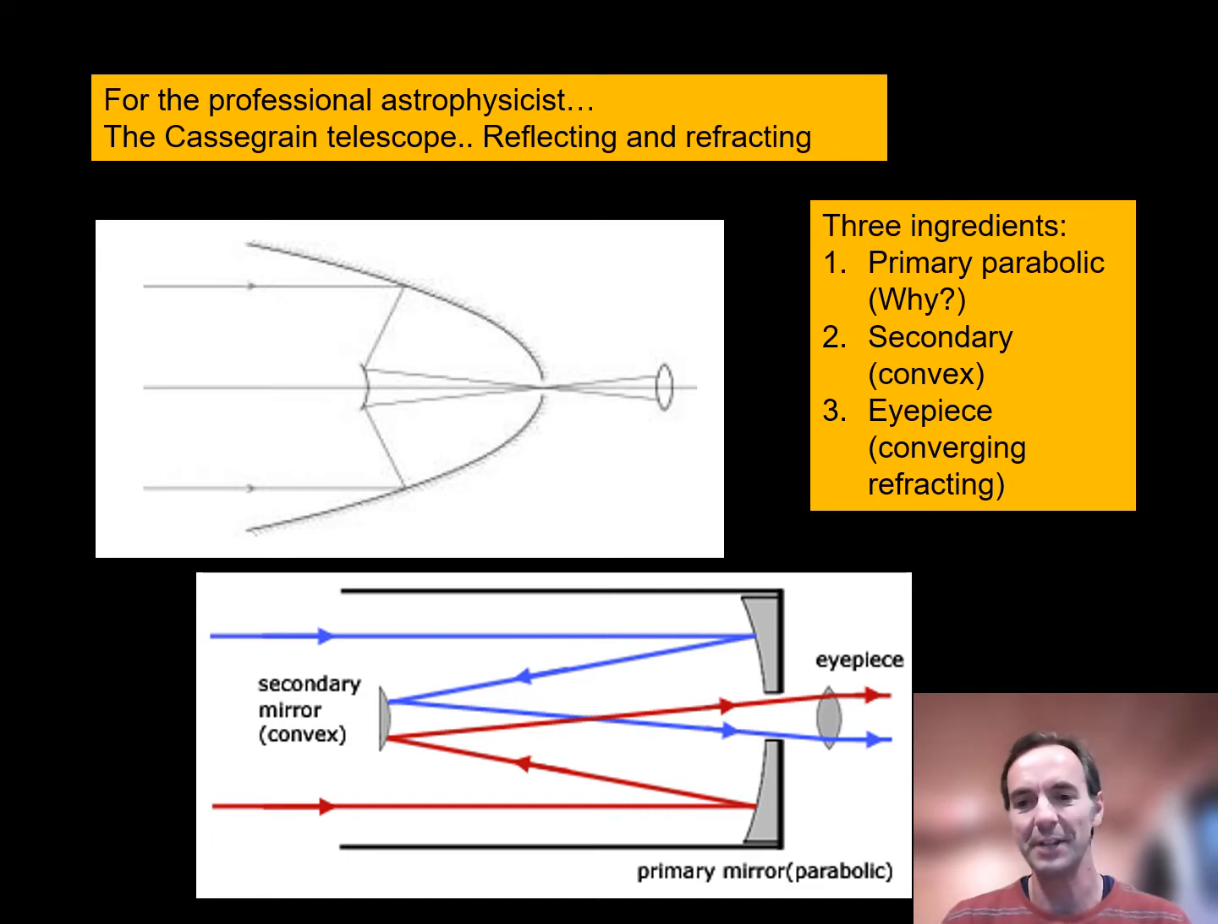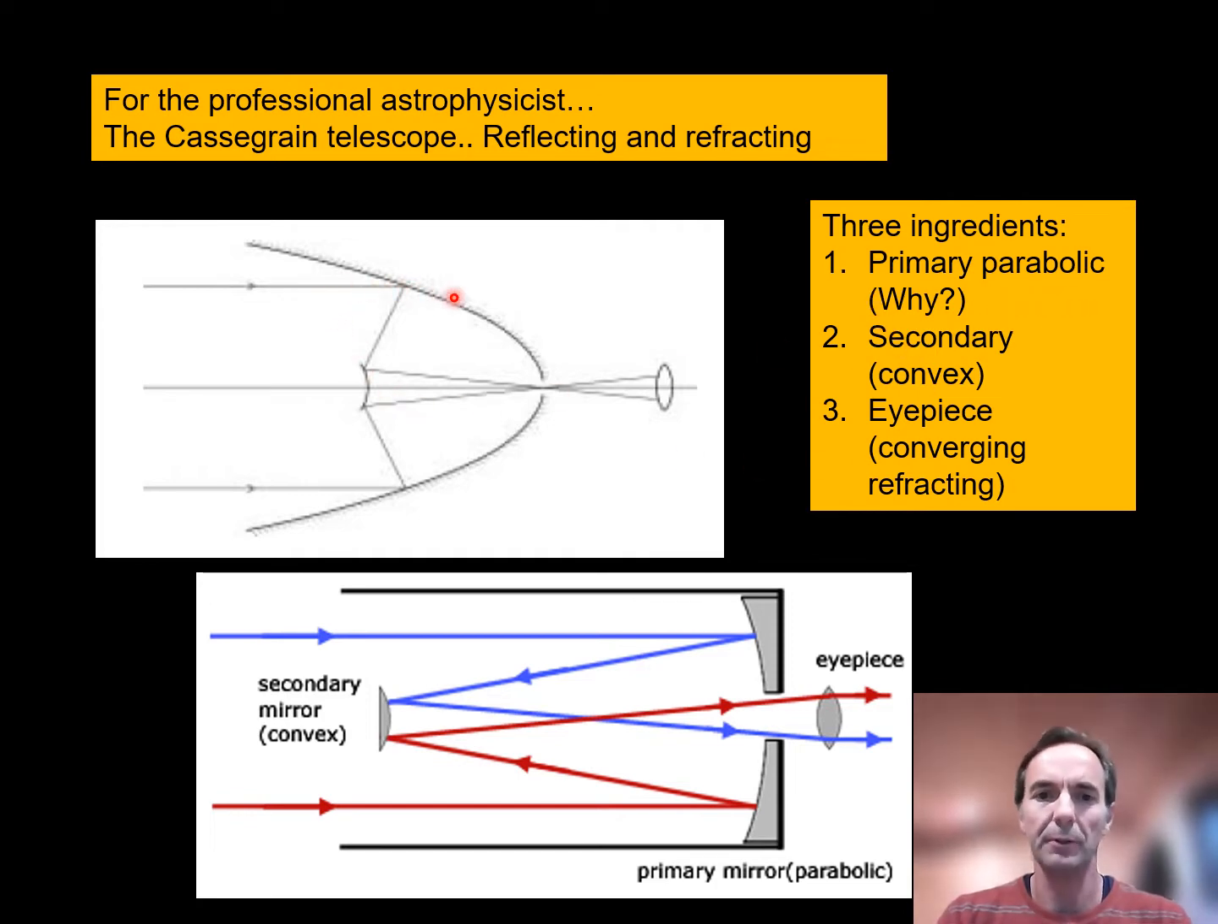Cassegrain telescopes, this idea of having a reflecting mirror with another reflecting mirror, which is a convex mirror, and then the light comes through a hole in the back of the telescope here. You can see this here, and then comes to a lens or an eyepiece or even an eye. You can actually pop an eye there as well. The three ingredients: primary, parabolic.